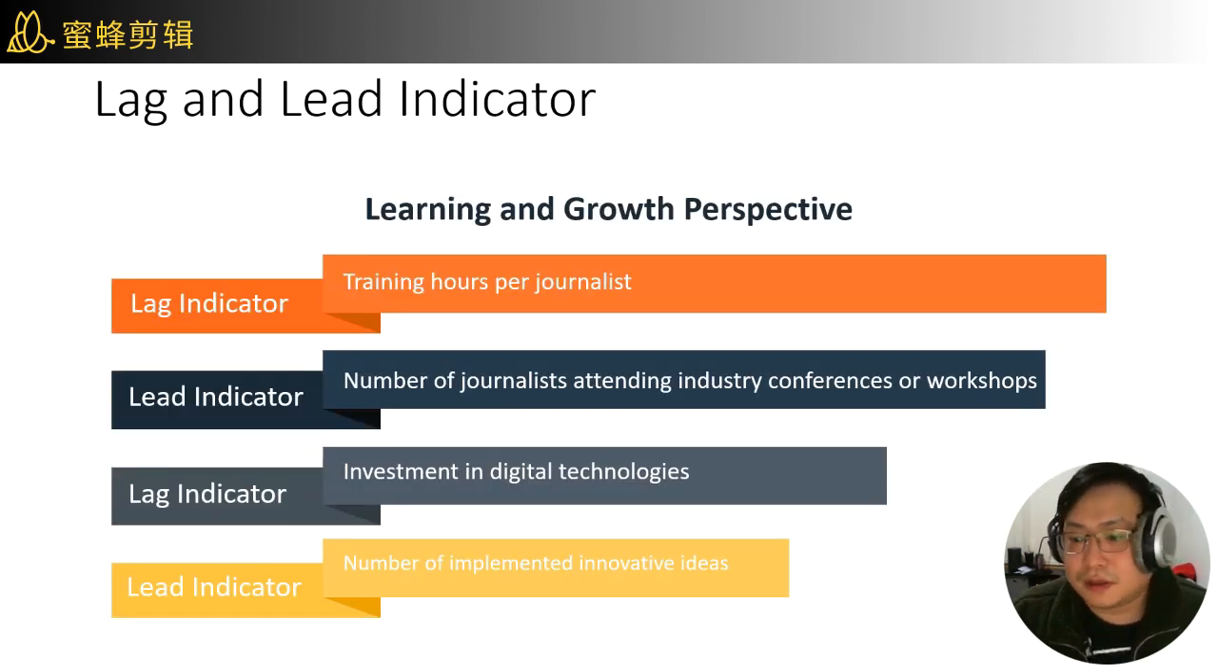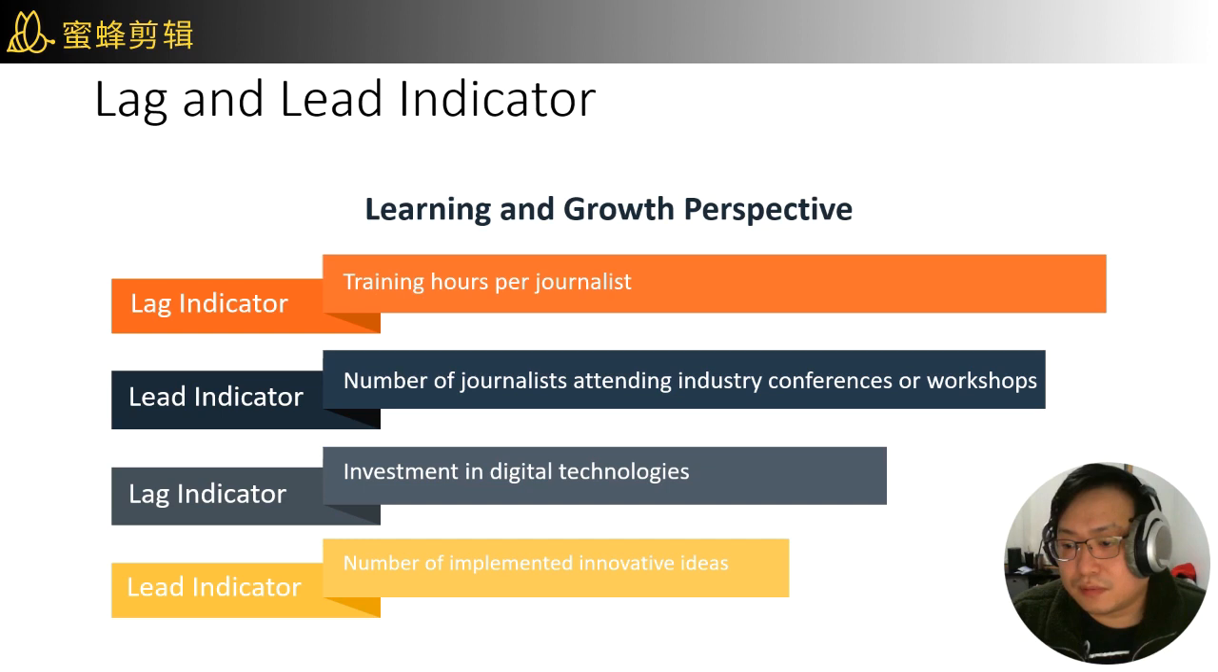From the learning and growth perspective, a lag indicator for journalist development and training is the number of training hours per journalist, reflecting investment in their skills. A lead indicator is the number of journalists attending industry conferences or workshops, indicating proactive learning and staying updated with industry trends.